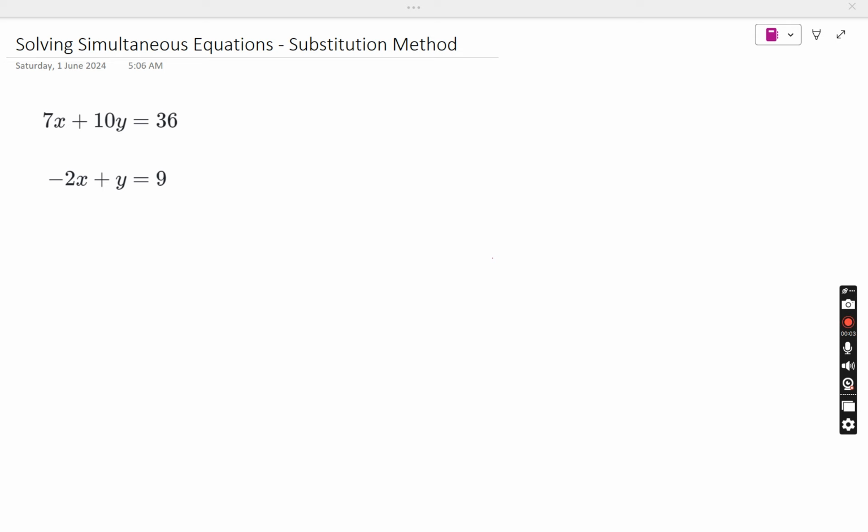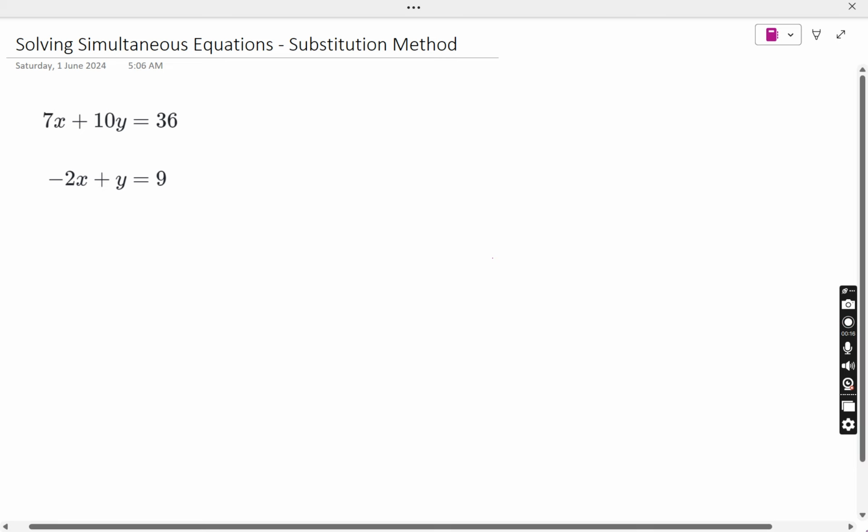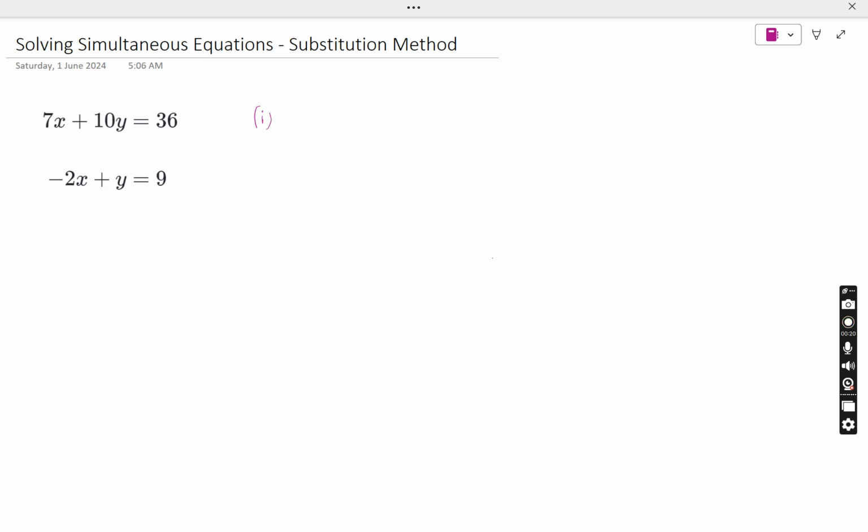Hi everyone, today we're going to be looking at solving a simultaneous equation using the substitution method. So we've got two equations here, and first step I'm going to label both of these. Over to the right hand side I'm just going to label this one as equation 1 and this one as equation 2, and that's a good habit to do all the time that you're looking at simultaneous equations.